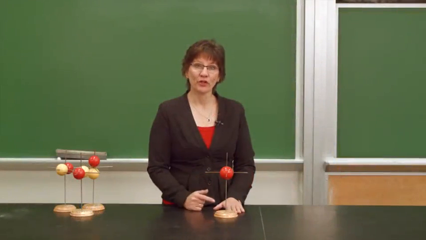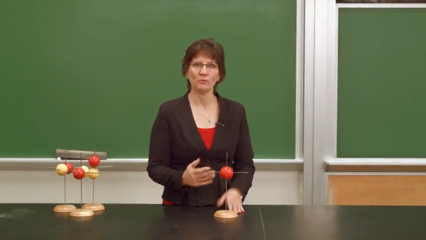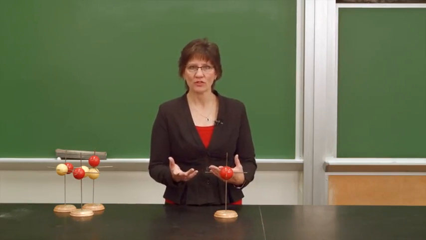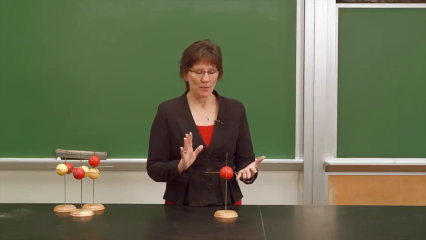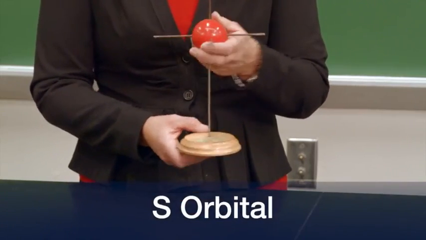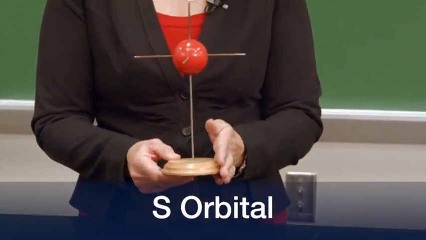I want you to be familiar with the shapes of the various orbitals, and so I'm going to show them to you and move them about so you can see them from different vantage points. You have them in your notes and you can look at them there, but this is an s orbital. It's a sphere. There's only one orientation of a sphere, and we know from the m sub l value that there's only one s orbital.